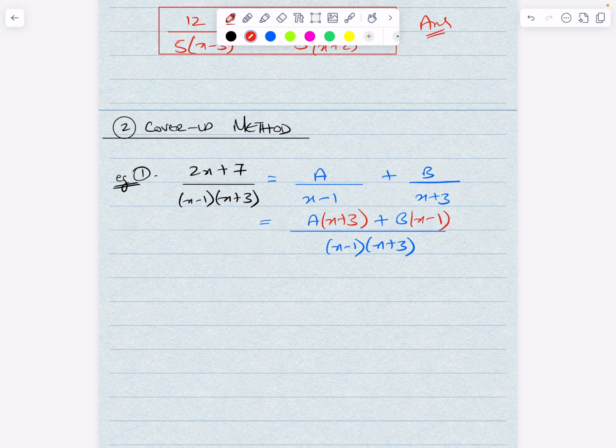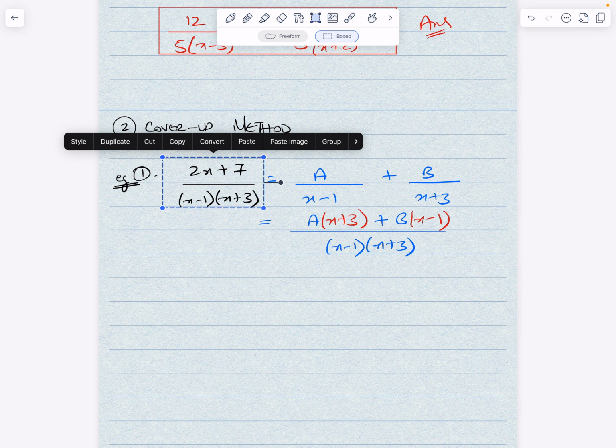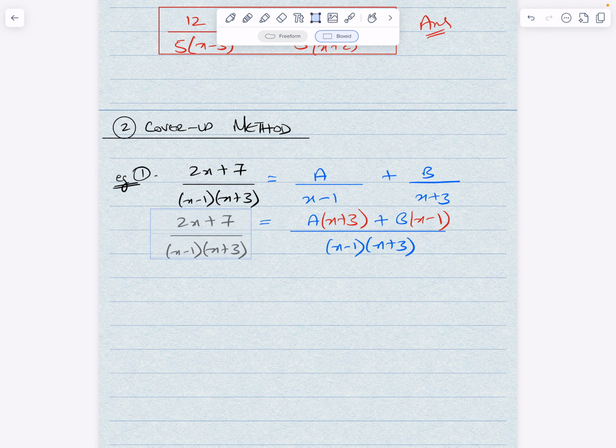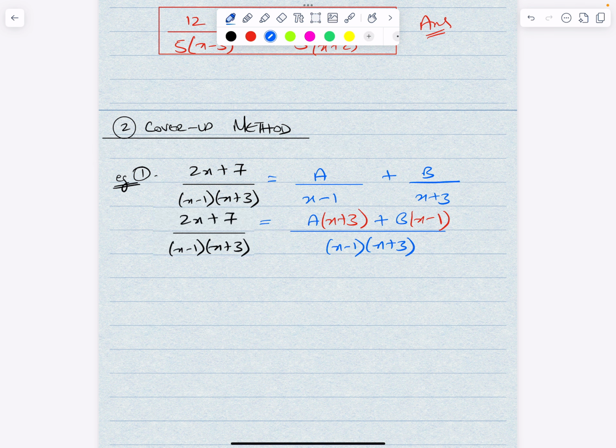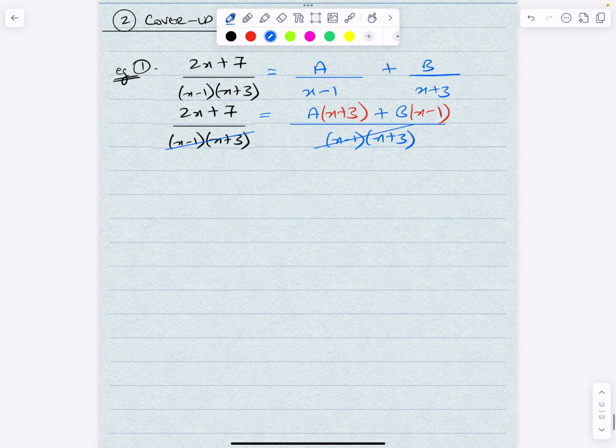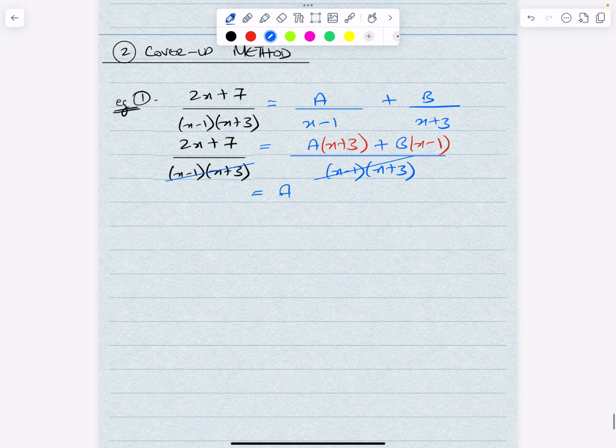You need not use different colors. Use a single color on your exam paper, but in this case I'm using different colors so you can remember to multiply, and realize that the denominators cancel out. So I am left with A(x + 3) + B(x - 1) is equal to 2x + 7.